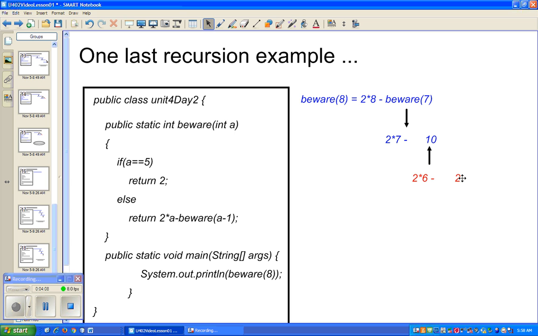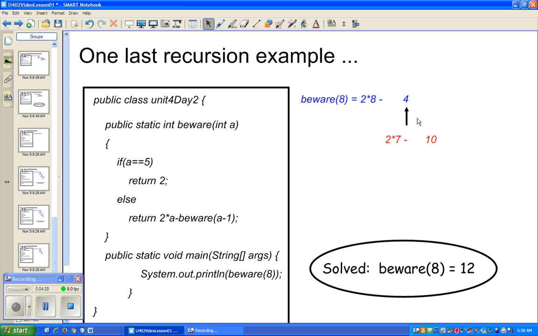Alright, so I'm going to take that answer 10, and I'm going to dump it in up here and replace the beware 6, because that's what it is. It does a line of mathematics: 2 times 7 is 14, minus 10 is 4. And it's going to dump the 4 in for beware 7. And there it is, and it goes, oh, okay, 2 times 8 is 16, minus 4 is 12, and that's what beware 8 is. The final answer is 12.